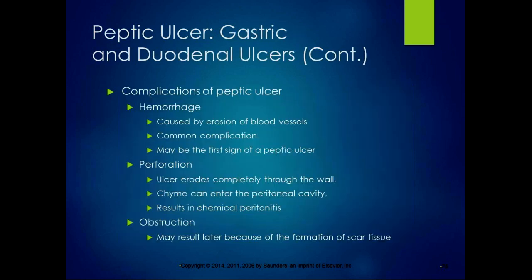So complications of peptic ulcers can be hemorrhage, perforation, and then you're a possible victim of peritonitis, or obstruction because of the formation of scar tissue. So ulcers can start out pretty small and they can end up being pretty bad things that can kill you.